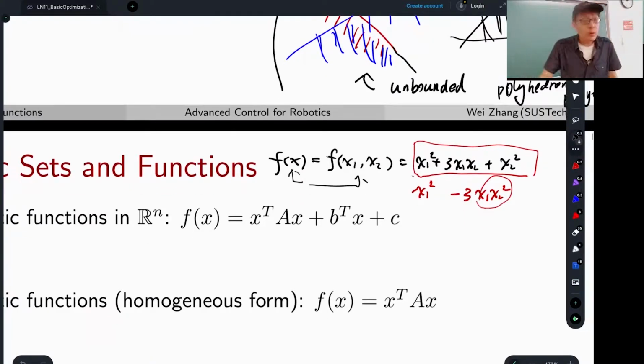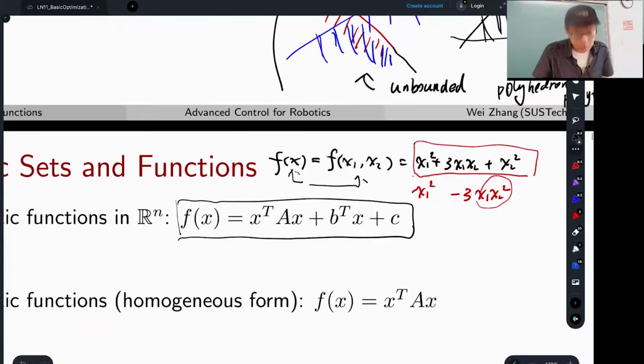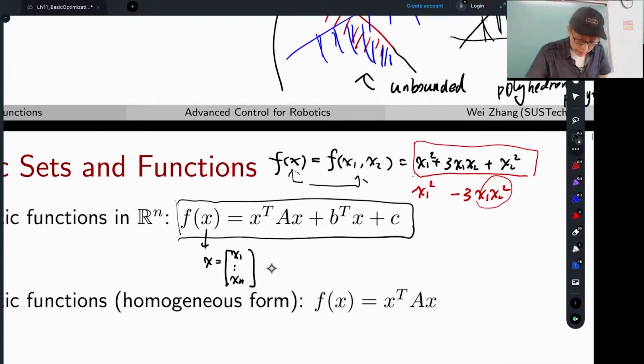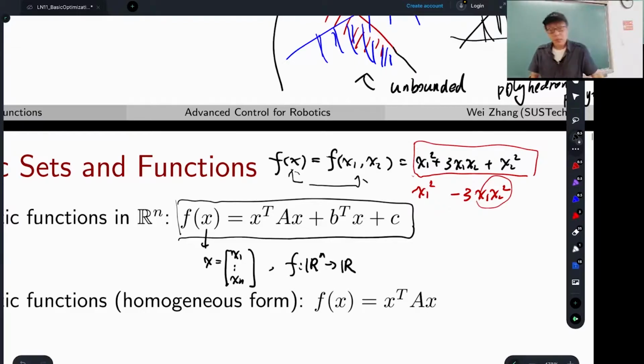And we can write a quadratic function in terms of vector and matrix, right? The most standard, most general form can be written like this. It can have some constant. By the way, x is in Rn, x1 all the way to xn, and f is a mapping from Rn to R. So you give me a vector, I tell you a number.